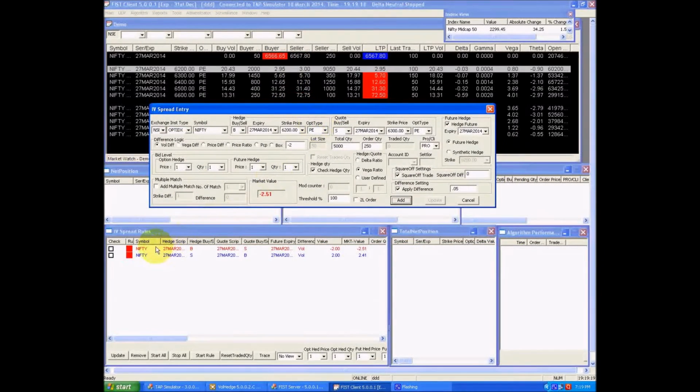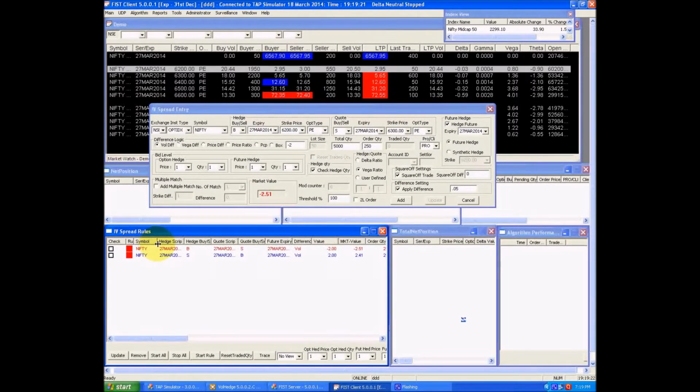While entering this rule, I can check what has come in the rule box. In the rule box, two things have come. Hedge script is 6200 put, quote script is 6300 put, and the buying rules are 6200 put buy, 6300 put sell, 6200 put sell and 6300 put buy. So both the rules have come in this rule box.